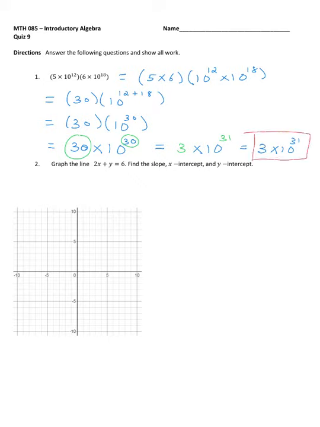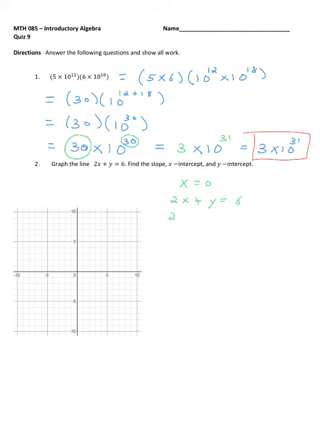For question 2, we're supposed to graph the line 2x plus y is equal to 6, and from our graph, identify the slope, x-intercept, and y-intercept. I think our approach of, well, if we let x equal 0 in the equation 2x plus y is equal to 6, it'll be very easy to solve for y.